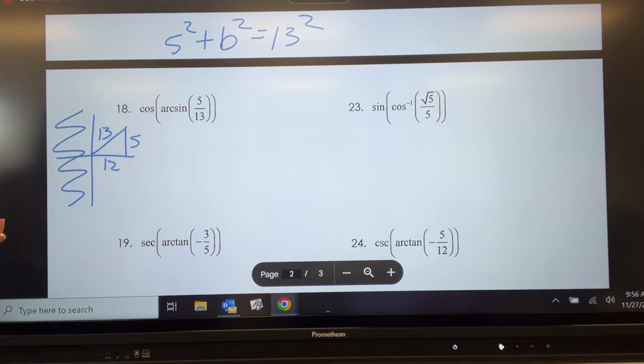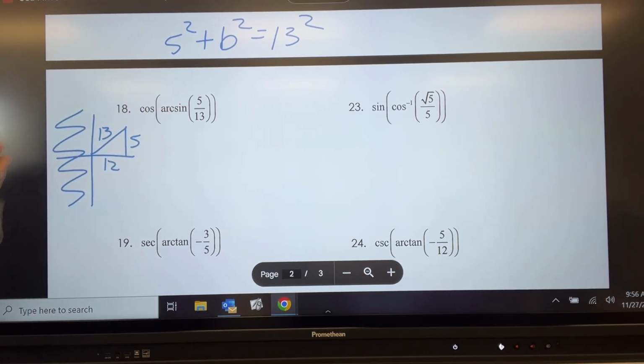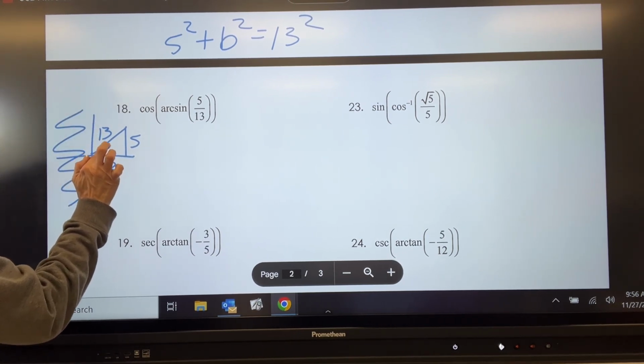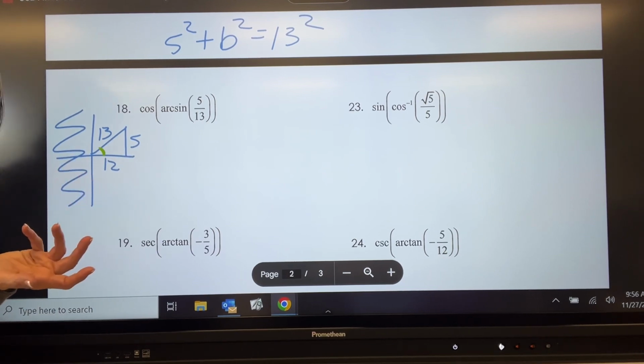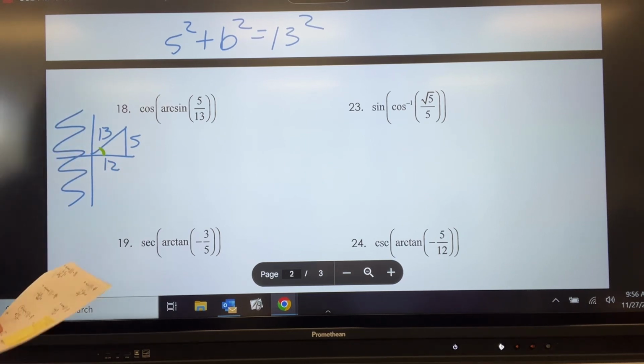Now that we have that value, we have the triangle. This part gave us the triangle. We'd find the cosine of this angle right here, and we have all the numbers. So all we have to do is find the cosine. The cosine is x over r. So that's it, 12/13, done.